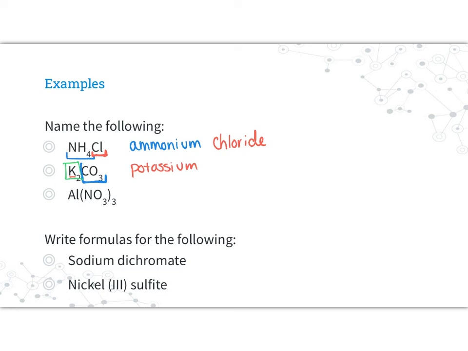Because there's more than one element here, it's not a binary compound, I know that this CO3 must be a polyatomic ion. I will not name it as potassium, carbon, and oxygen. I'm going to name it as potassium, and then I'm going to look up and find out what CO3 is. CO3 is carbonate. So this is potassium carbonate.